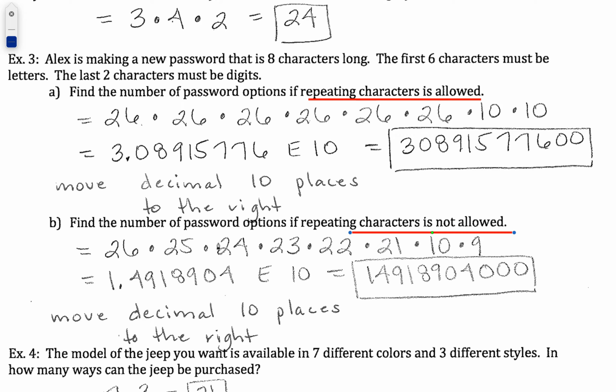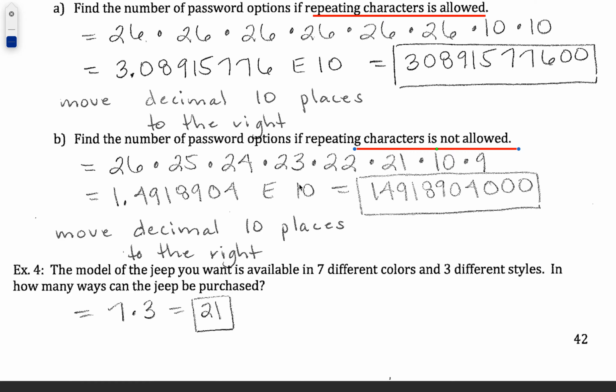So when we can't allow things to be repeated, no repeating, we're going to see a decrease like this. 26 times 25 times 24 times 23. And we need 6 of them because remember there are 6 letters. So 1, 2, 3, 4, 5, 6. Then our numbers, to start with there are 10 numbers, but if I choose the number 2, I can't choose it again, so there are only 9 numbers. So again, we see that decreasing. And that's because the characters are not allowed to repeat. Again, I'm going to get scientific notation. I need to write my answer out without that decimal if I want my math lab to grade it correctly.